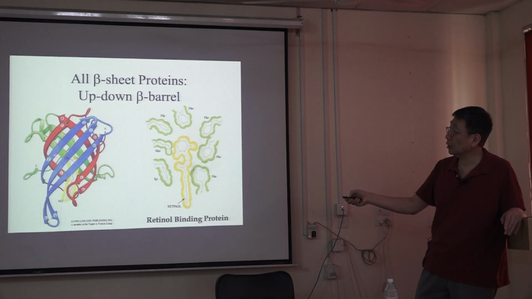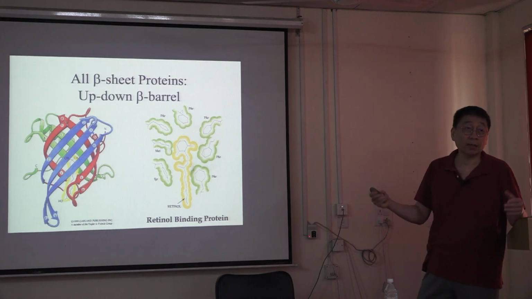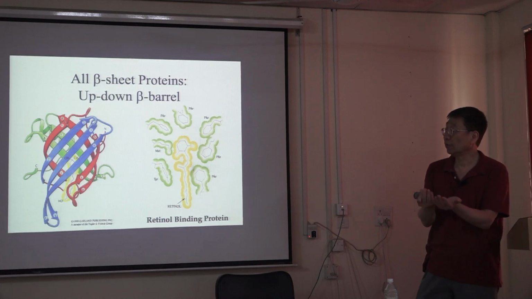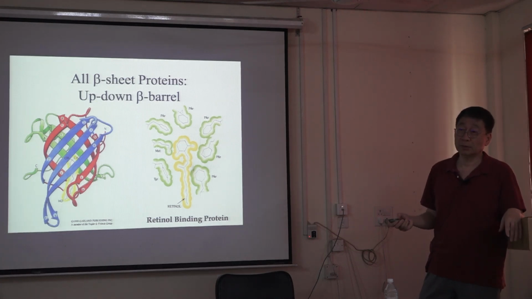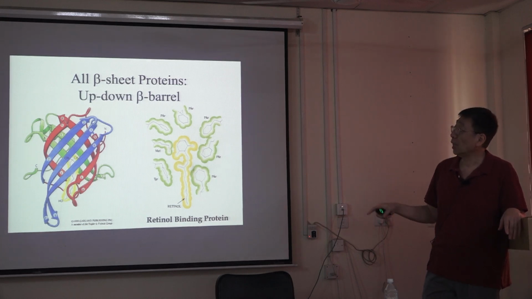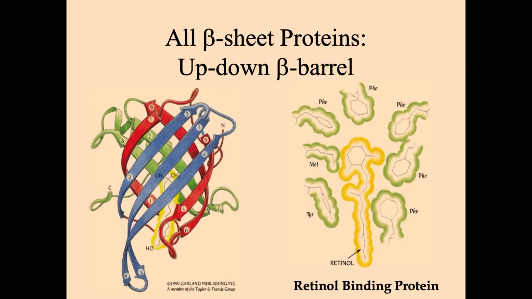But you can see 8 right next to 1. So 8 and 1 are hydrogen bonded to each other. So there is no beginning, no end here. Everything is bonded together. So that's the concept of beta barrels. So this is 8-stranded up-down beta barrel. Okay? So now where's hydrophobic core?